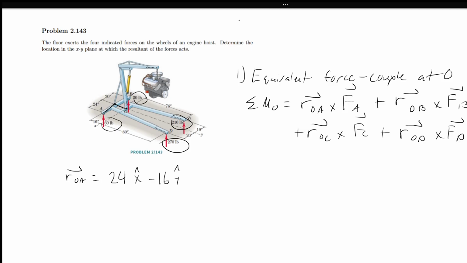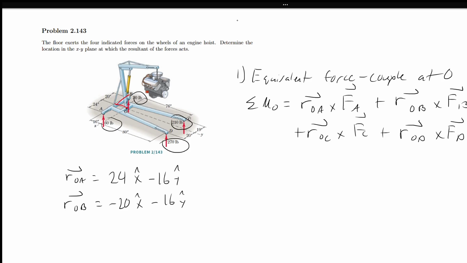All right, for OB, we'll do it in a different color too. So OB, we start at the origin, and we're going to go again minus 16 in the y direction, and then minus 20 in the x direction. So this is minus 20 in the x direction, and then minus 16 in the y direction. Oh, and I'm using these instead of IJK, just because I forgot.